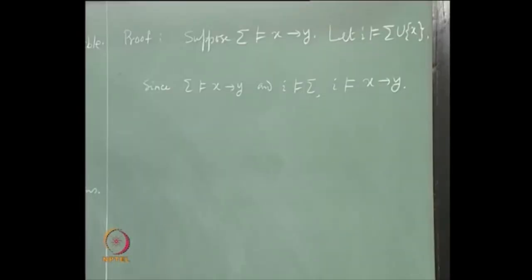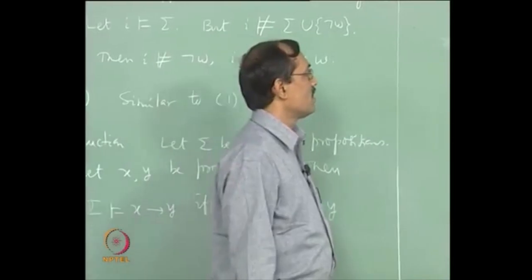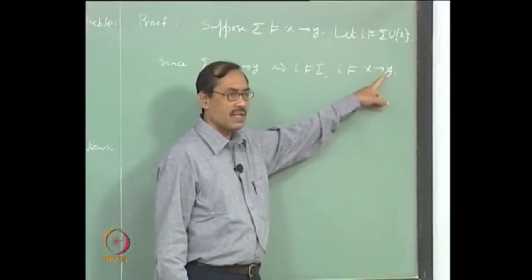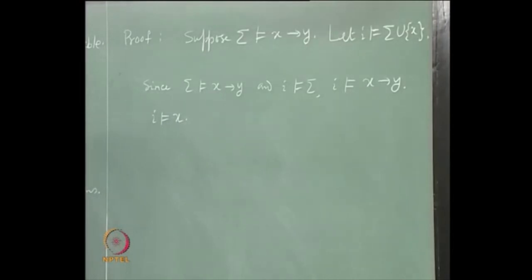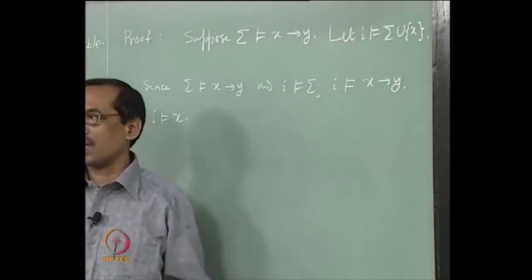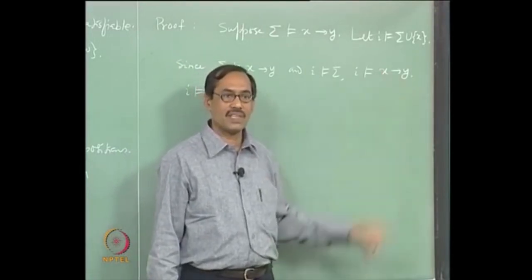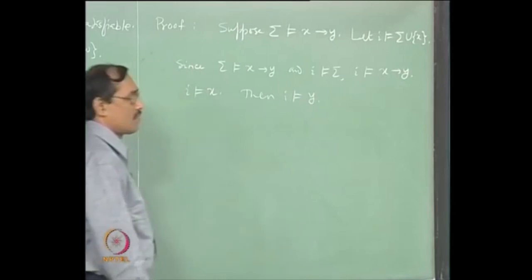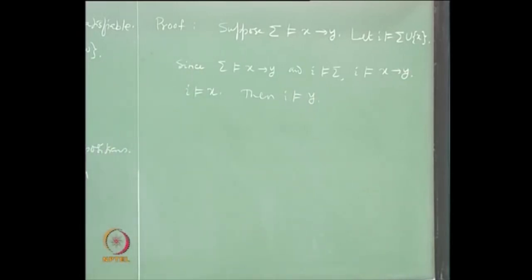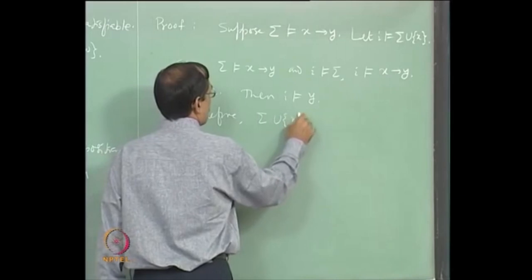I of everything in sigma union x is 1. So, I of everything in sigma is also 1, it is a model of sigma. So, now what have you got? I is a model of x implies y, but I is a model of sigma union x. So that itself gives I is a model of x. Now I of x equals 1, I of x implies y equals 1. What can y be? It cannot be 0 anyway. If it is 0, then you would get I is a non model of x implies y. So then I is a model of y. That proves the first part. So we just have to write it. Therefore, sigma union x entails y.